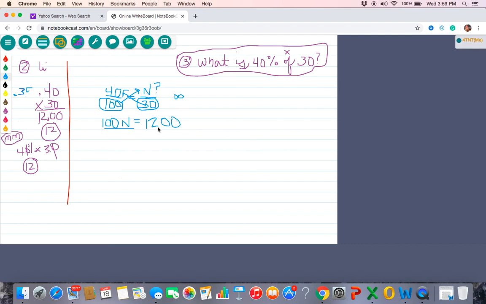And I can already see, this is awesome. Divide both sides by 100. This one's a lot easier than some of the other ones we're going to do, because it's very straightforward. And then I get n equals 12. I'm going to circle it because it's my answer. And I can see that the number 12 is 40% of 30. I've just answered that question.